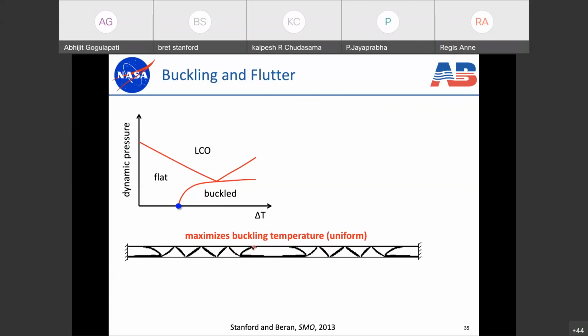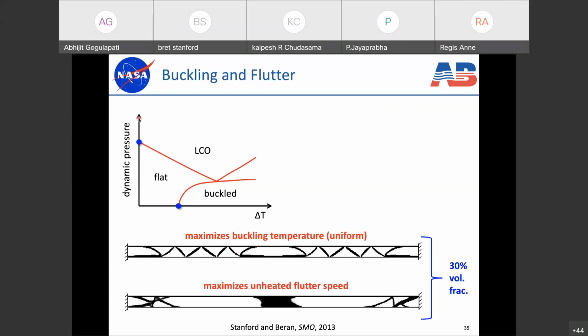The other option which we could do is we could find the flutter point, and we could maximize it. We could try to push it as far up the y-axis as possible. And if we did that, this is the design that we would come up with. So this maximizes the unheated flutter speed. And this would be a situation where we have diagonal cross bracing at the leading edge and the trailing edge, and a big lump of mass in the middle. And the big lump of mass is meant to move around the vibration frequencies of the structure.